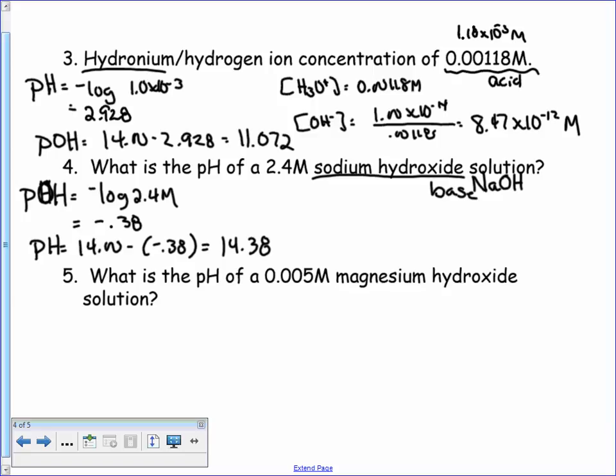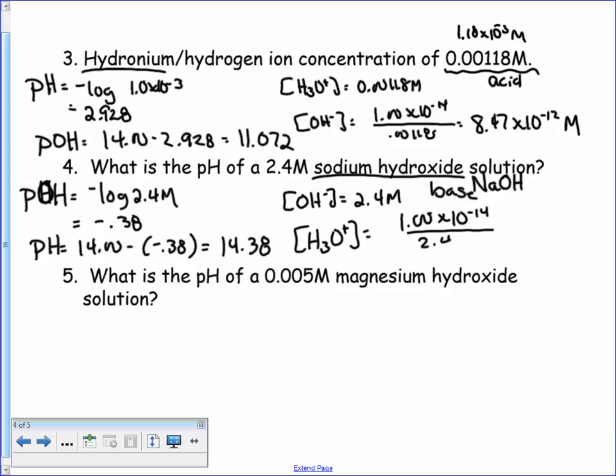Anyway, so let's see. We were given the concentration of hydroxide. I probably should have written that first: 2.4 molar. And then to get the concentration of hydronium, we'll do 1 times 10 to the negative 14 over 2.4 molar. And this is going to be a really small number. So you've got a small number divided by a bigger number gives us a much smaller number. And that is 4.2 times 10 to the negative 15 molar.